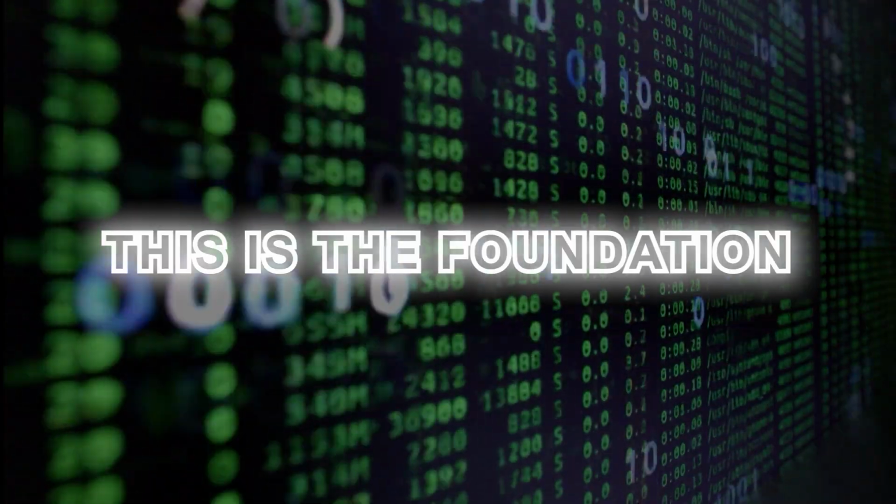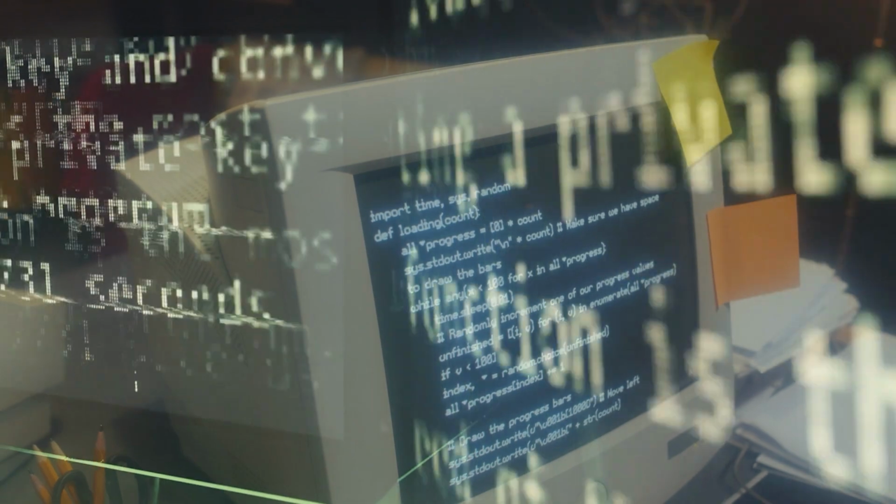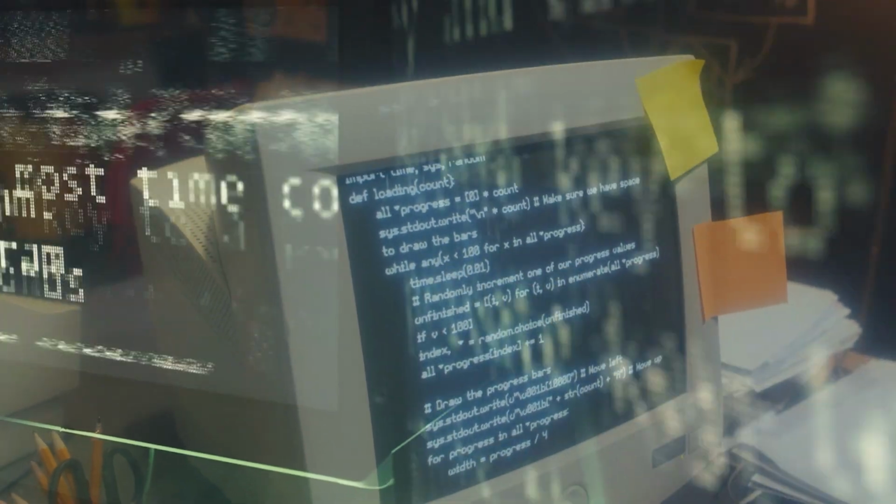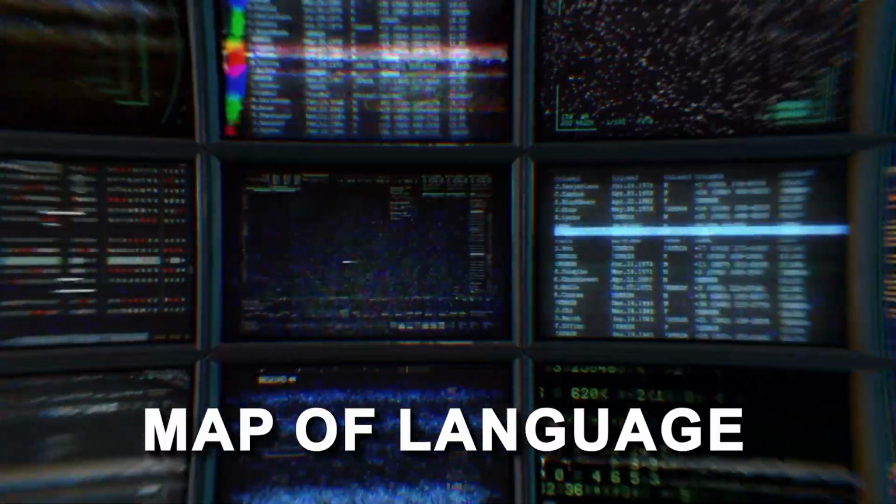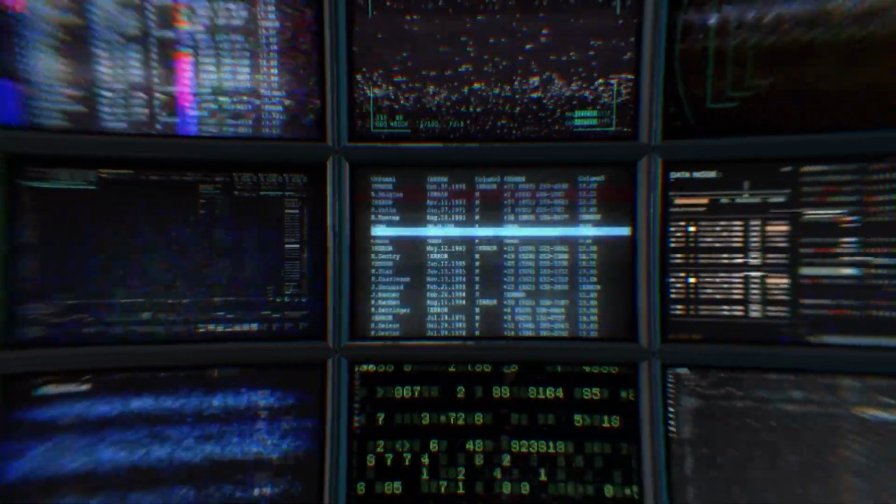So this is the foundation. Without embeddings, the machine wouldn't know how to relate words to each other or understand their meaning. It's like a map of language, and every word has a specific place on it.